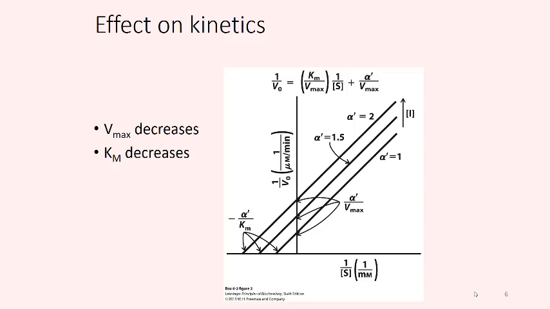So if there are fewer enzyme molecules available, but the concentration of substrate stays the same, it's going to take a smaller concentration of substrate to achieve half Vmax because there are fewer active sites to bind to. This type of inhibition is represented by parallel lines on the Lineweaver-Burk plot because both the Vmax and the Km are affected by this type of inhibition.